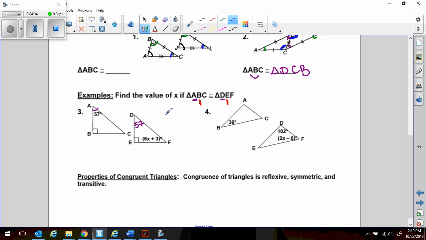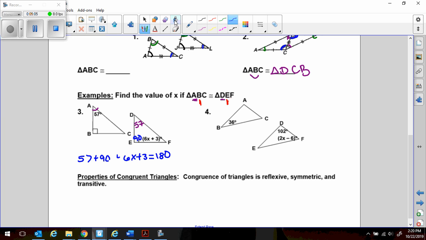So let's find x. And I needed this information to be able to move the 57 over. And now I know that the angles in a triangle add up to be 180 from last class. So this is 57 plus, this box means 90, please write it in there, plus the 6x plus 3 equals 180. The angles in the triangle add up to be 180. 57 plus 90 plus 3 is equal to 150.